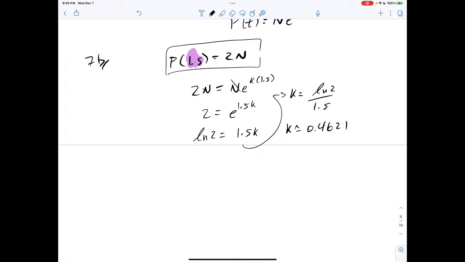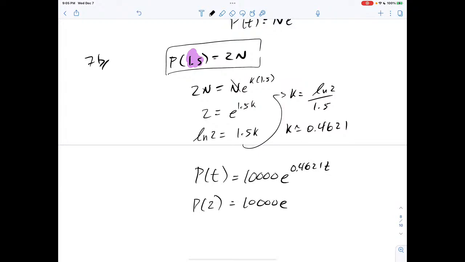They want to know the population at 2 years, but now I have my population formula. They're telling me that I start off with 10,000 people. I know it's e to the 0.4621t, so now I actually have an equation. I started off with 10,000 people, and I've got this growth rate that I solved for. They want me to find this after 2 years, so you let t be 2. This becomes 10,000 e to the 0.4621 times 2, and that'll give me the population after... Wait, no. Okay. Ask away.